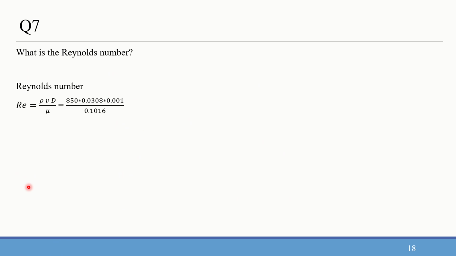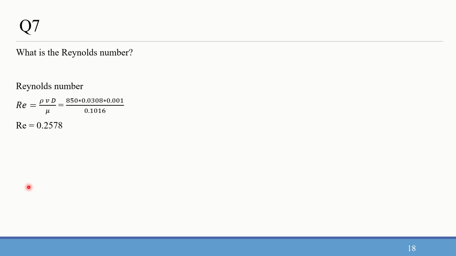So what is the Reynolds number? Rho v d by mu. Here d denotes the diameter of the particle or diameter of the ball. After that we are substituting everything. Rho is the density of oil, v is the velocity with which the particle is moving in a still liquid, and dp is 0.001, the diameter of the particle, divided by 0.1016, which we found out.